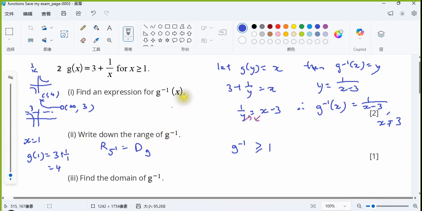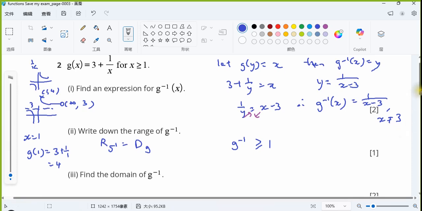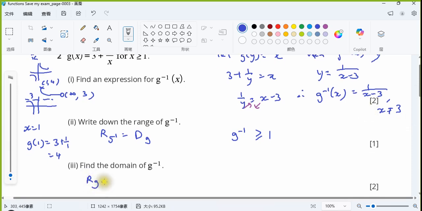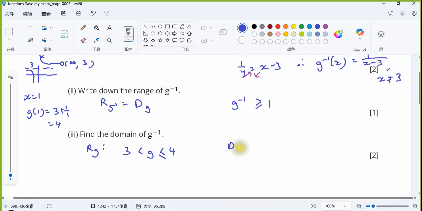So we know that for the range of g for this domain, g is between 3 and 4, including 4 but not including 3. So the domain of g inverse will be x between 3 and 4.